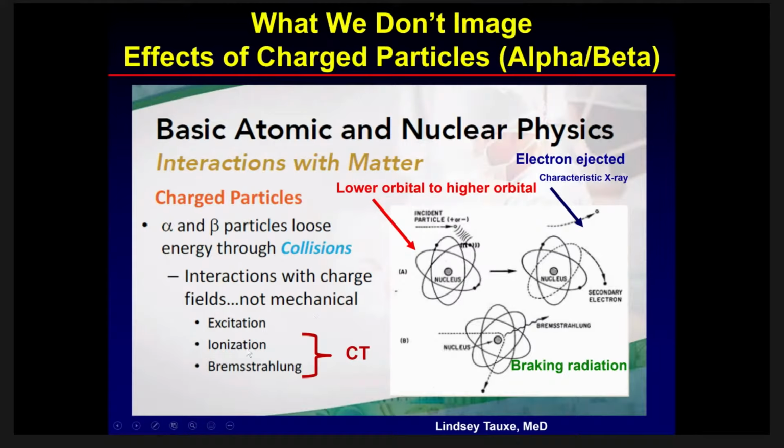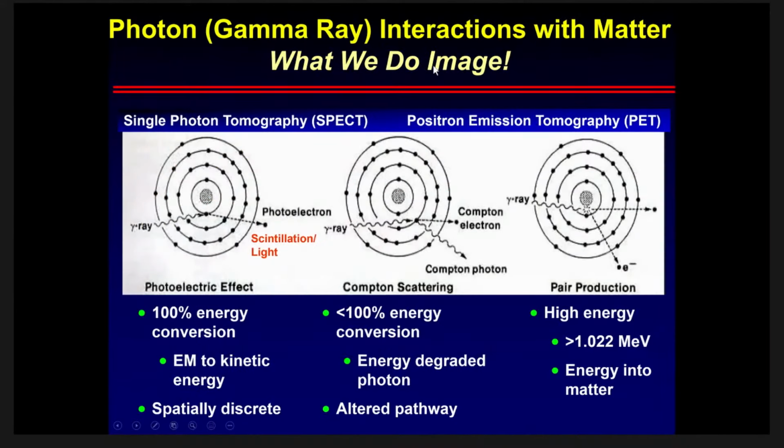In CT, we actually utilize ionization and Bremsstrahlung to create X-rays that will allow us to image. Okay, in nuclear imaging, such as SPECT imaging, we actually use ionization as well, but it's not through using particles, it's through photons that are emitted.